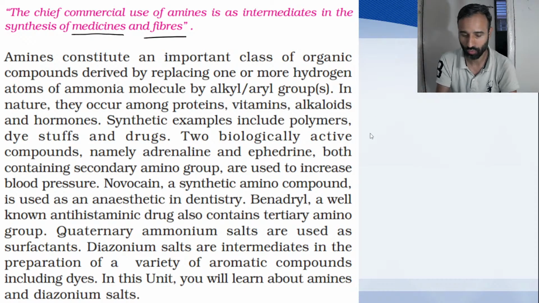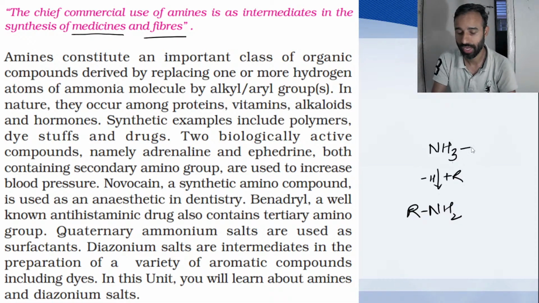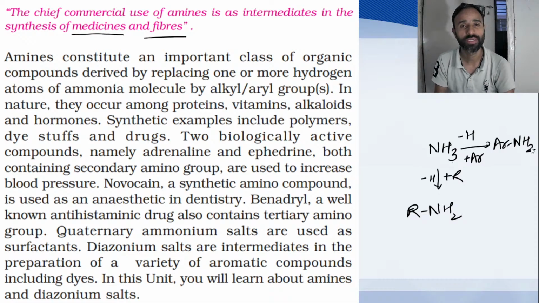And in organic chemistry, what we do: let us say we have a hydrocarbon. We will replace hydrogen of the ammonia by an alkyl or aryl group. Like we have ammonia, so if we replace one of the hydrogens and add alkyl in it, we get amine, aliphatic amine. If we remove hydrogen and add an aryl group, then we get aromatic amine, aniline. Okay.